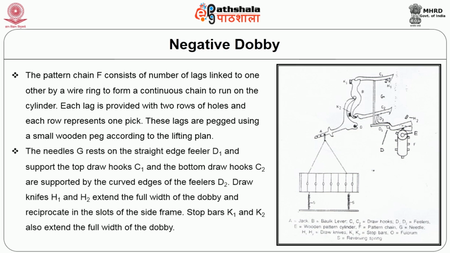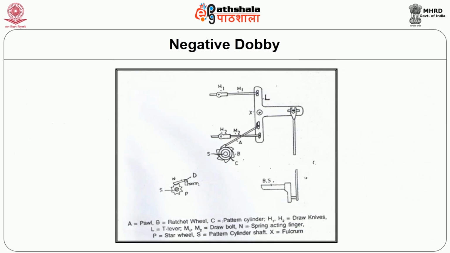The needles G rest on the straight edge feelers D1 and support the top draw hook C1, and the bottom draw hook C2 is supported by the curved edge of the feelers D2. Draw knives H1 and H2 extend the full width of the Dobby and reciprocate in the slots of the side frame. Stop bars K1 and K2 also extend the full width of the Dobby. The horizontal arm of the T lever L, shown in figure 3, is connected to the driving rod, which is connected to the bracket of the bottom shaft, whereas the two ends of the vertical arms are connected to draw bolts M1 and M2, as shown in figure 3.